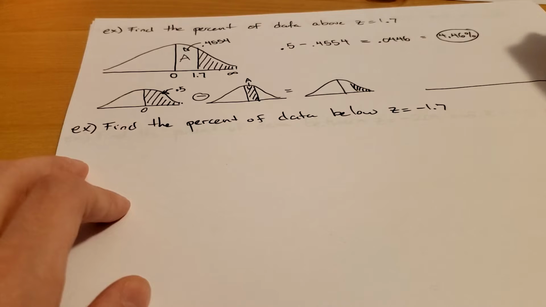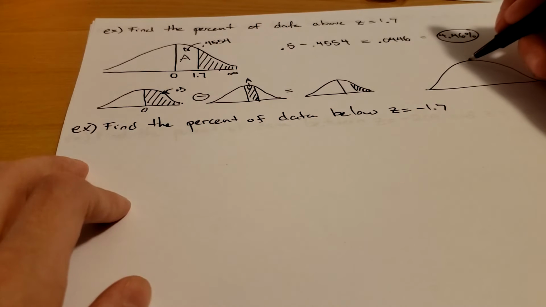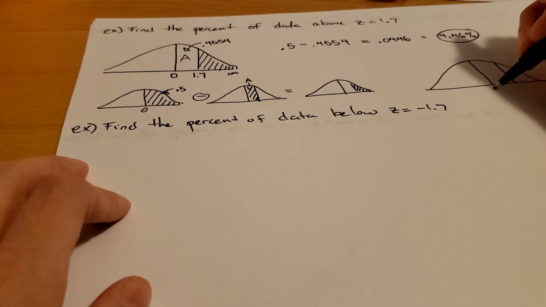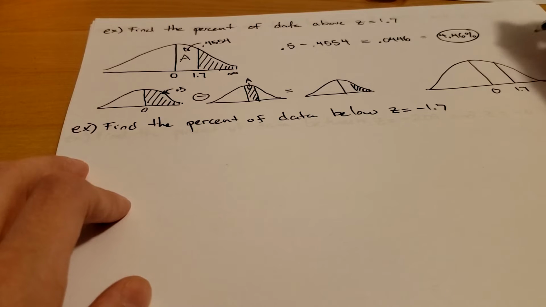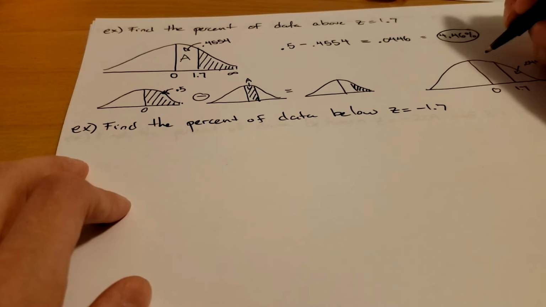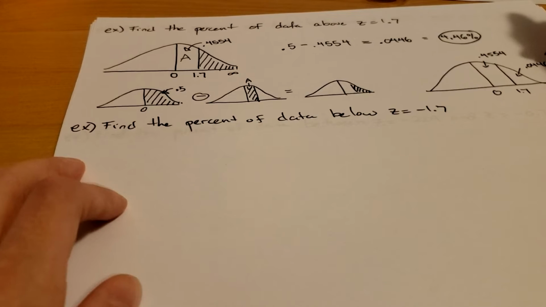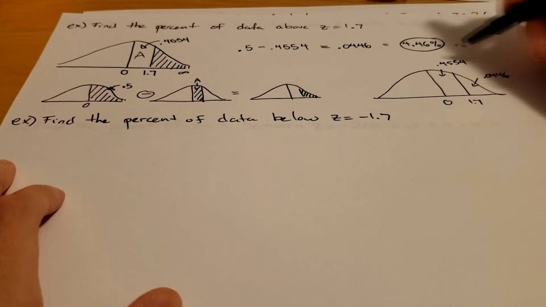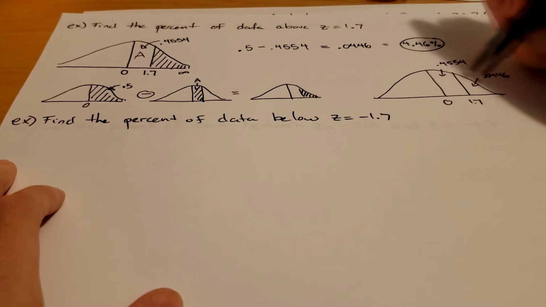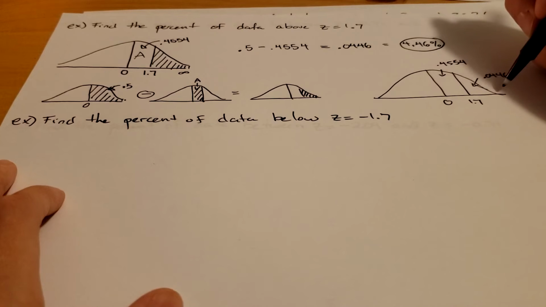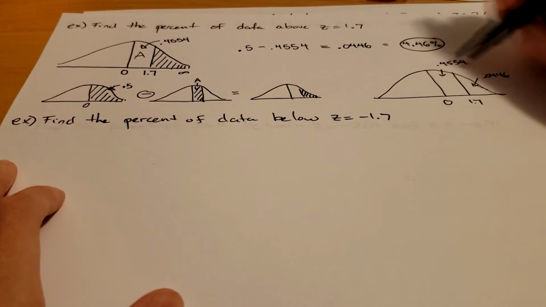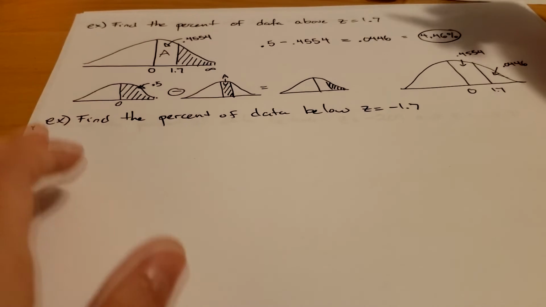And again, this makes sense because let's split up this half over here. If we look at another version of this picture, and we just look at the 2 pieces we have here, 0 and 1.7, this piece is 0.0446, and this piece is 0.4554. If we add these 2 numbers together, we're going to end up with 0.5, which is what the whole area of this half of the curve should be. So these 2 pieces should add together to give us 0.5, which they do.